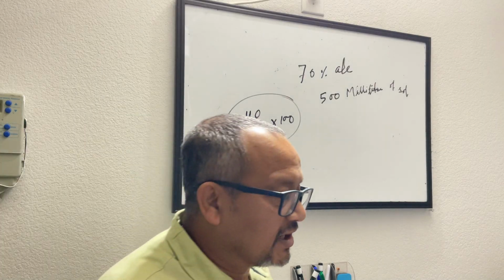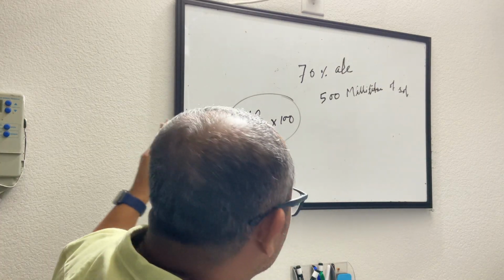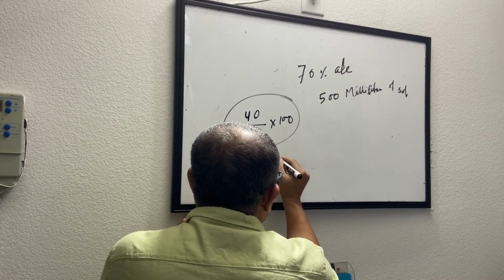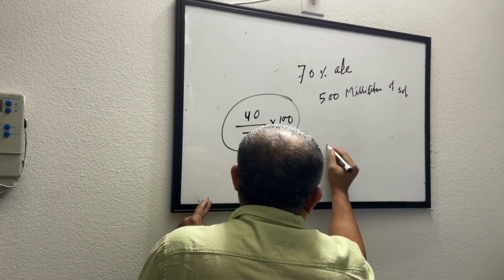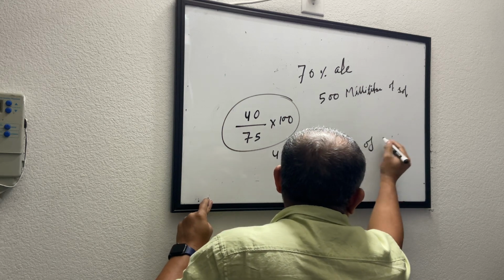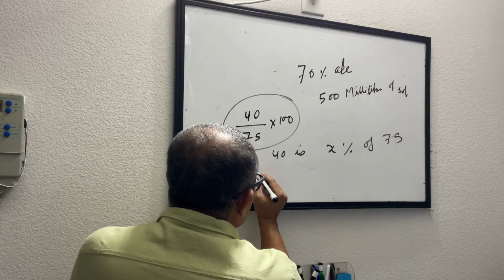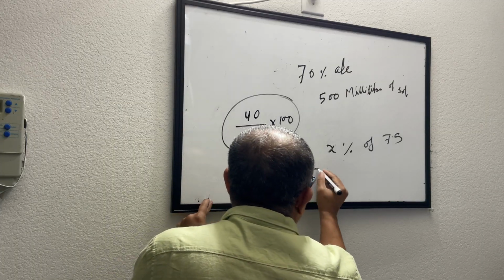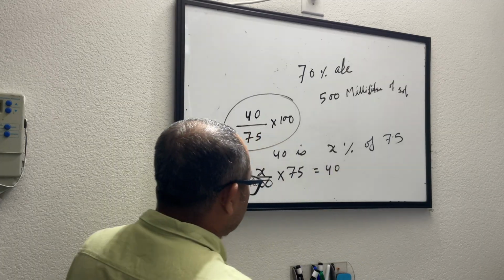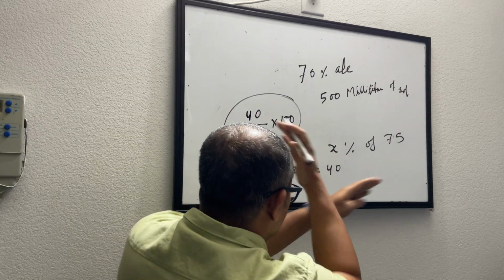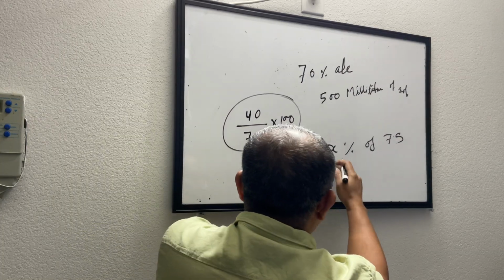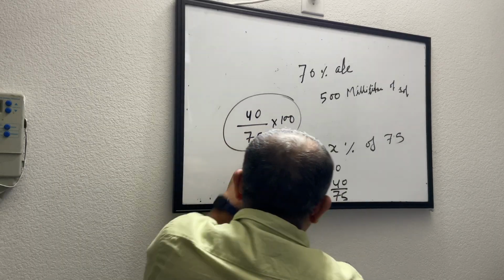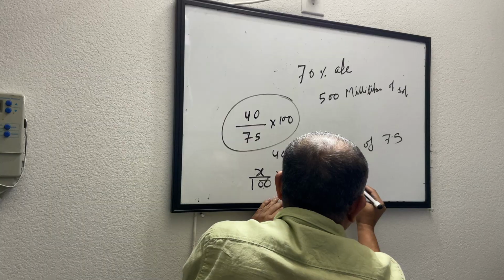Okay, that is a shortcut. Now, you can also take a long route. 40 is what percentage of 75? We don't know that. So let's say 40 is X percentage of 75, meaning X percent of 75 is equal to 40. Now X is equal to, you apply the cross, meaning the 75 will come down, so it becomes 40 by 75, and the 100 will go up, so it becomes into 100.